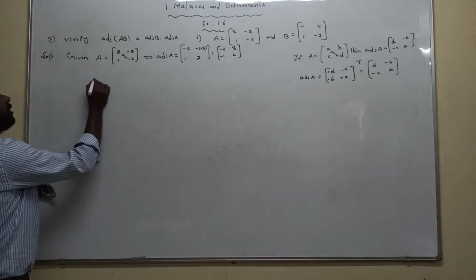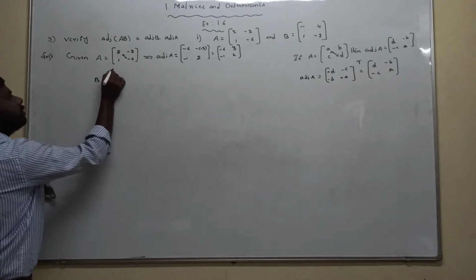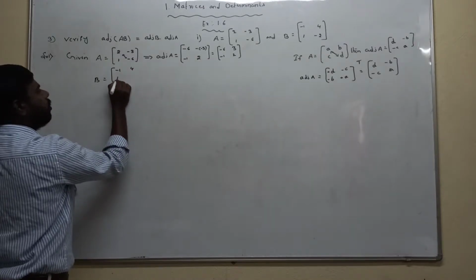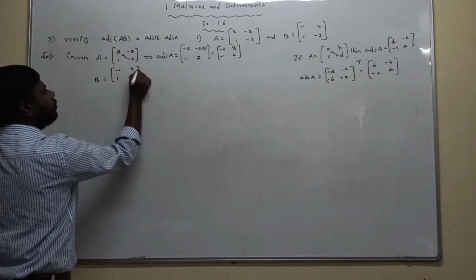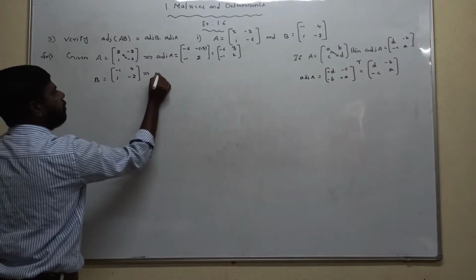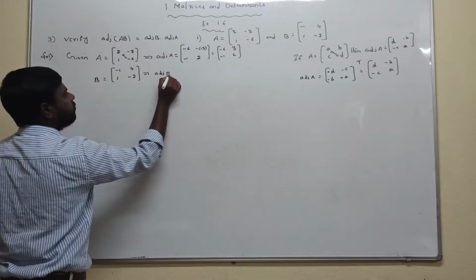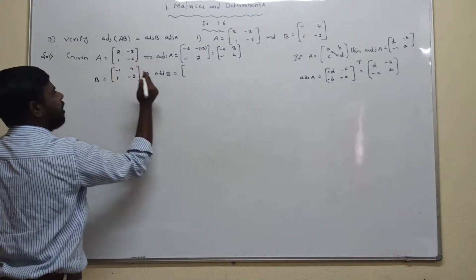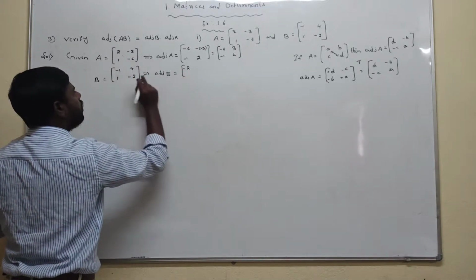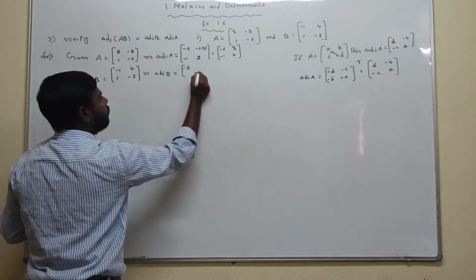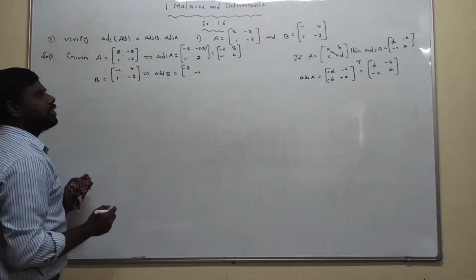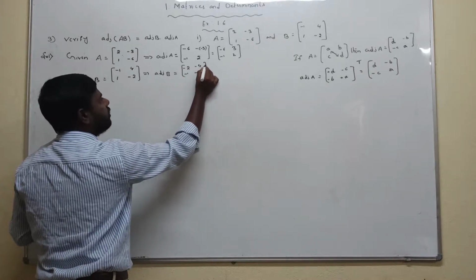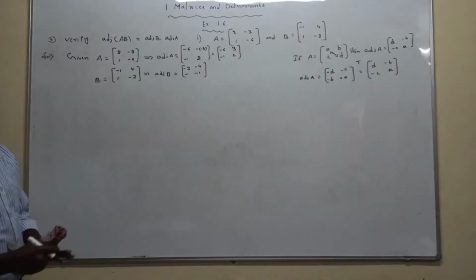Like that, we need to calculate the adjoint of B also. The matrix B is given as [-1, 4; 1, -2]. Now the adjoint of B: these two numbers are interchanged, minus 1 replaced with minus 2 and minus 2 replaced with minus 1. These two numbers are not interchanged; we add a negative sign, so minus 4 and minus 1. This is the adjoint of B.